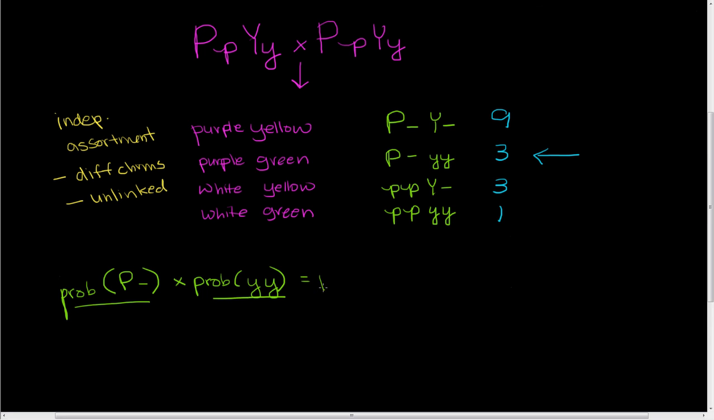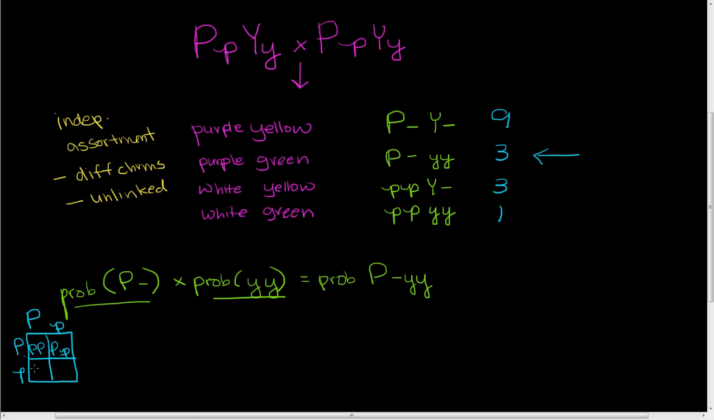So this is going to equal the probability of getting big P something times the probability of getting little y. So let's first look at the probability of the big P something. If we do a little Punnett square for it, this Punnett square is going to be easy because it's only going to have four boxes in it. We can have eggs that are big P, eggs that are little p, sperm that are big P, sperm that are little p.